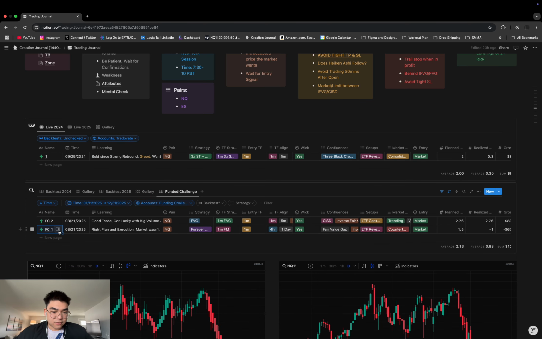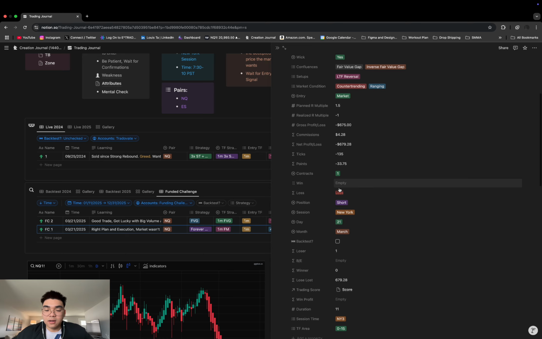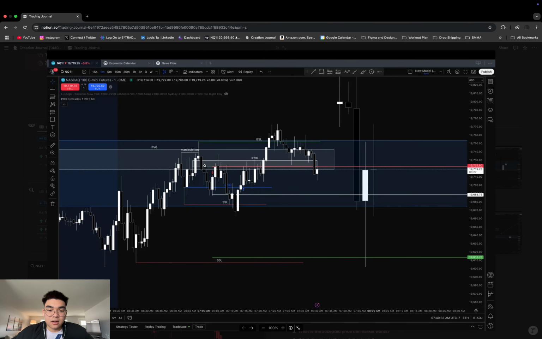You can see my first trade right here. Forever model down 675. You can see right here. Inverse fair value gap. Bought after change of state, retest, and aiming for a TP here, but it rebounds after hitting sell side liquidity right here and rebounds to buy side liquidity.